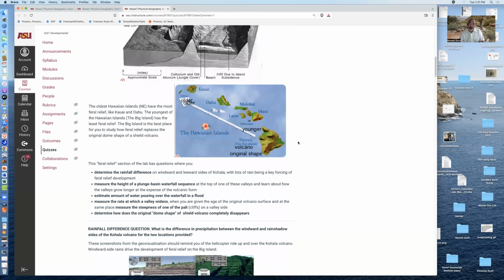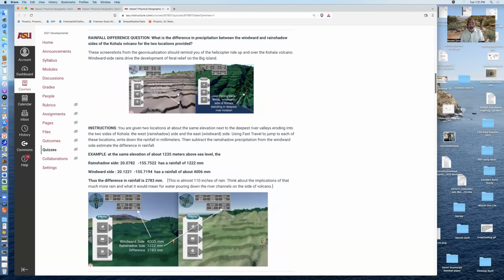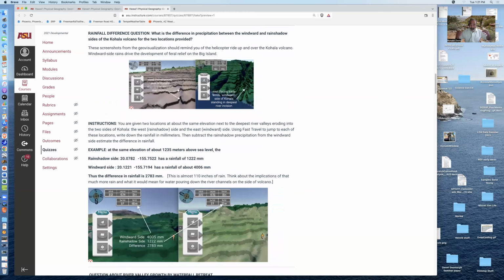The idea is in the Hawaiian Islands, the further you go to the northeast, the older they get, and the more they look like the fair relief landscape. But the Big Island of Hawaii has mostly dome-like shapes of the shield volcanoes with only a tiny bit of this relief beginning to form. So one of the best places to go to understand the development of this relief is the Big Island, where it's just starting.